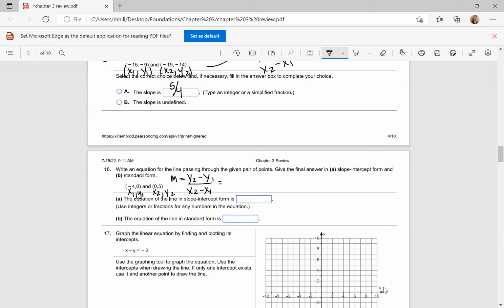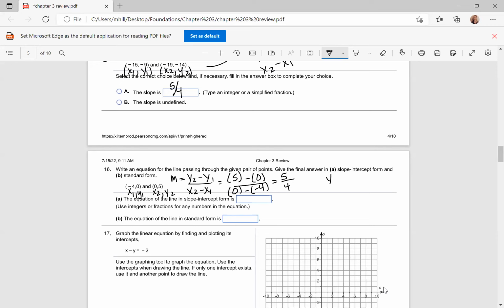So I'm going to have 5 minus 0 on the top, y2, which is 5, minus y1, which is 0. And on the bottom, I'm going to have 0, which is x2, minus x1, which is negative 4. So 5 minus 0 is 5. And then 0 minus negative 4 is 4. So my slope is 5/4.